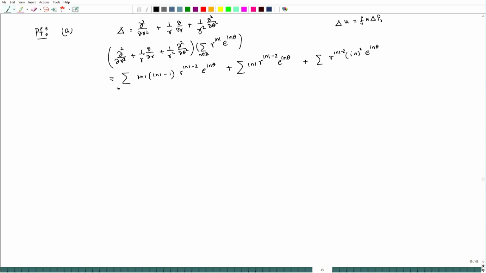So now all these coefficients are the same. As you can see, |n|(|n|-1) is n² minus |n|, here it is a plus |n|. So that gets cancelled, only we have n². Now, here i² is minus 1. So we have minus n². So this is equal to 0, thus Δu = 0.